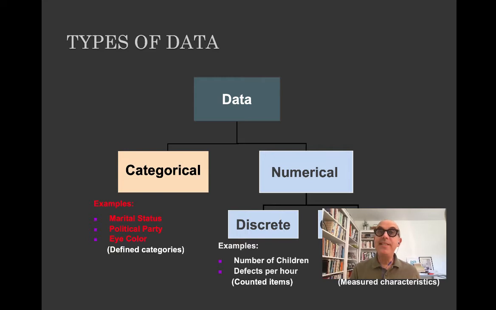We also have types of data. We have categorical data versus numerical data. Categorical data is, for example, eye color, or the political party the individual is identified with, or are you married or not. And numerical has two types, discrete versus continuous. Discrete is the number of children. Continuous is the weight and the voltage.